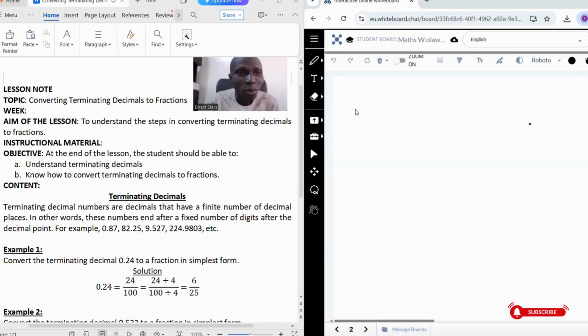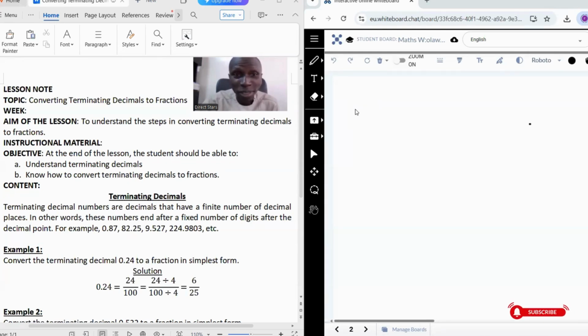In our mathematics class today, we're looking at converting terminating decimals to fractions. The aim of the lesson is to understand the steps in converting terminating decimals to fractions. At the end of the lesson, you'll be able to understand terminating decimals and know how to convert terminating decimals to fractions.